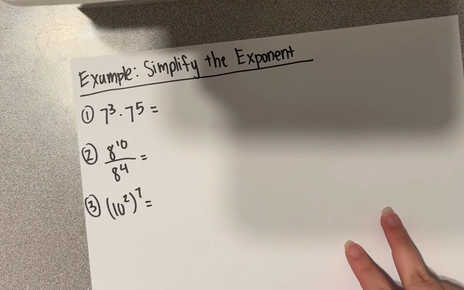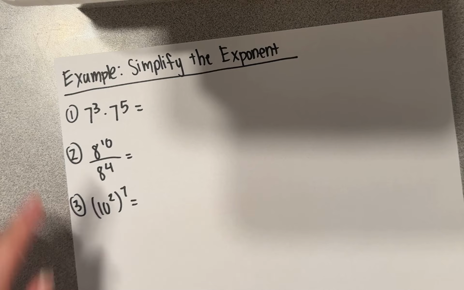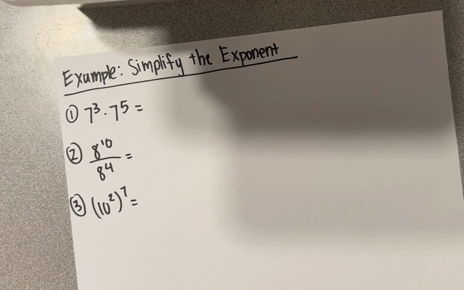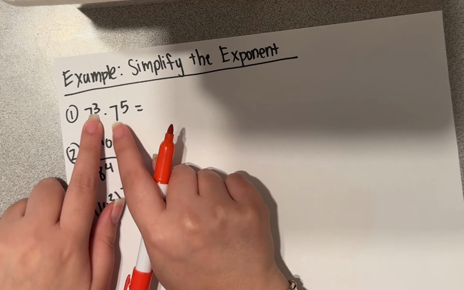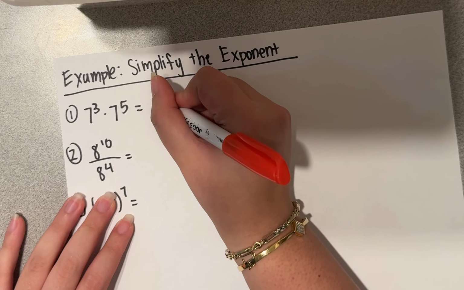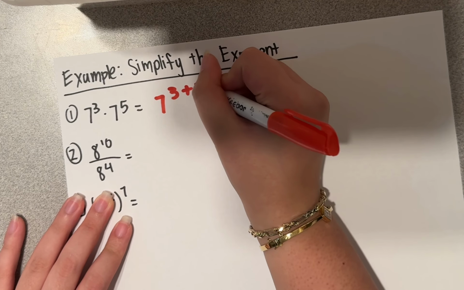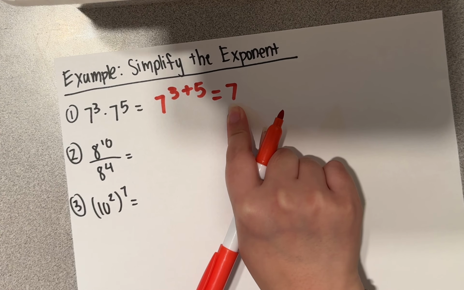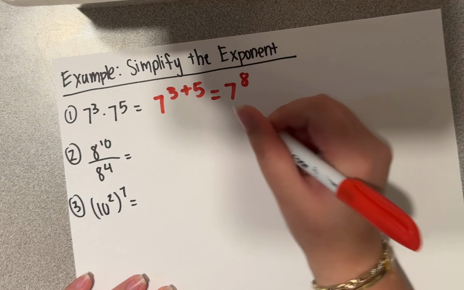So here is our example. We have 3 examples. Let's start off with the first one. The first one, we have the base 7. Notice how we have the same base here, but just different exponents. This one is a 3 and this one is a 5. So we're still going to keep the same base 7, and we're just going to do 3 plus 5. Reminding you, we still have the same base 7, and 3 plus 5 is 8. And this is our answer.